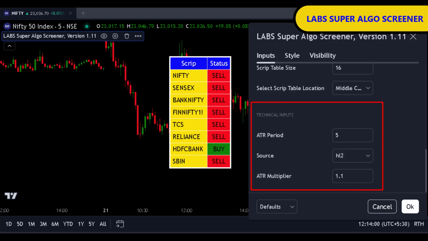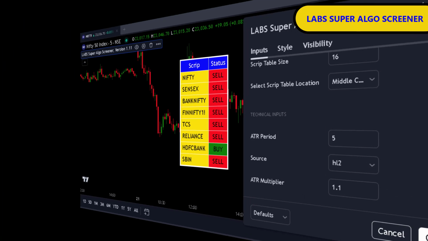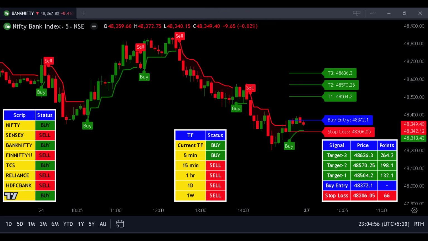Here we have some technical inputs. These same inputs were present in the Labs Super Algo indicator as well. You may modify them if you want. Okay. So in this video we saw an amazing indicator called Labs Super Algo Indicator, and we saw a fantastic screener called Labs Super Algo Screener. An important point to be noted is that these indicators can be used on computers as well as smartphones.